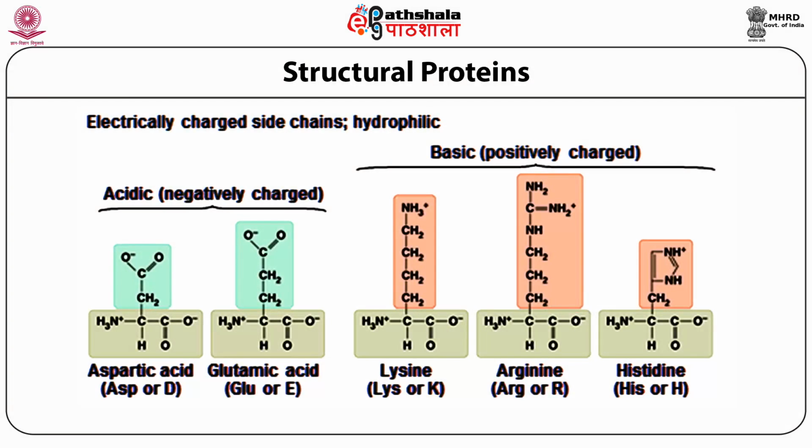Electrically charged side chains are also known as hydrophilic. That means some of the amino acids have acidic or negatively charged groups, and some have basic or positively charged groups. Acidic amino acids are aspartic acid and glutamic acid, both having an acidic functional group, whereas the basic ones are lysine, arginine and histidine, which have a basic group.